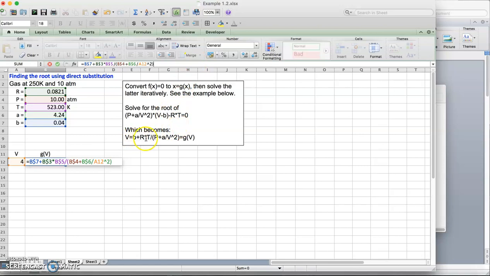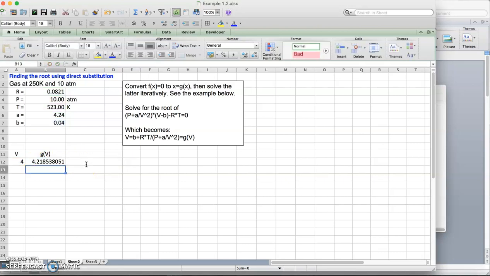So I type b plus RT over this, and that's exactly what I have here. You see how I actually replace the variables in a spreadsheet. Everything is using the cell address. You see that there's no A, there's no B, there's no P, nothing except the cell addresses. Alright, so you hit enter. So this is g of v. What do you do next?